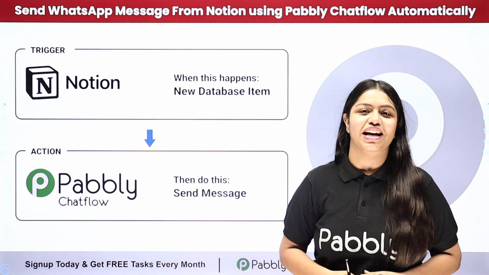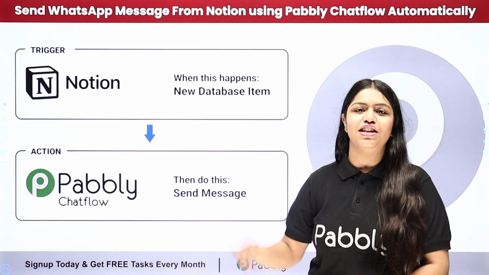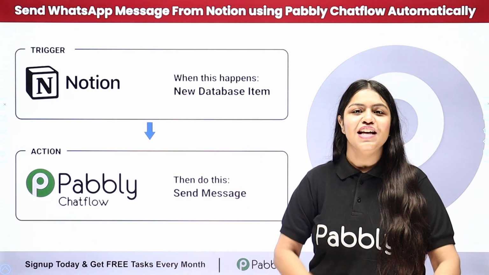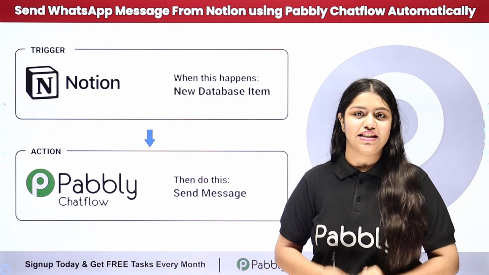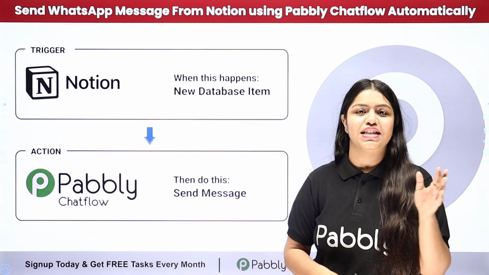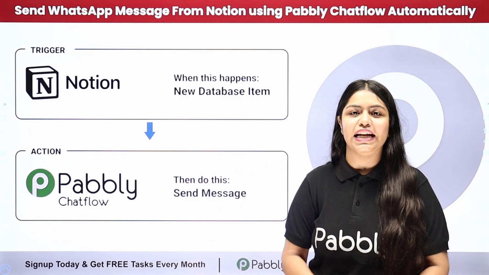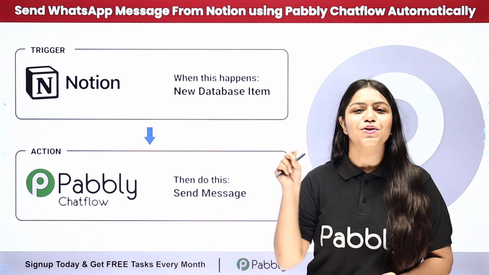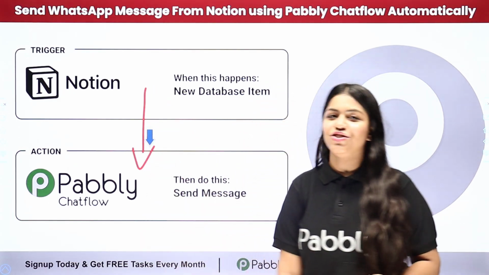So over here I'm running an agency and we receive the lead details and add the lead details into our Notion database. So now what I want is that as soon as we add the lead details into our Notion database, an automated WhatsApp message should be sent to all of my leads so that we can follow up more quickly and efficiently. So to do this, we are simply going to create a connection between Notion and Pabbly Chatflow.